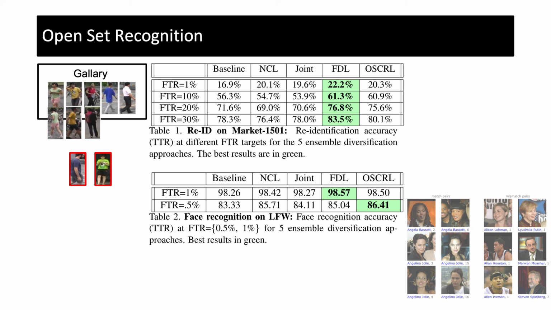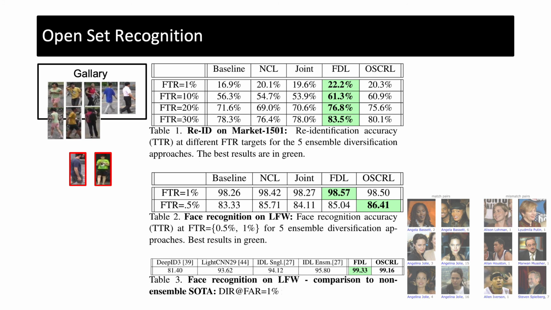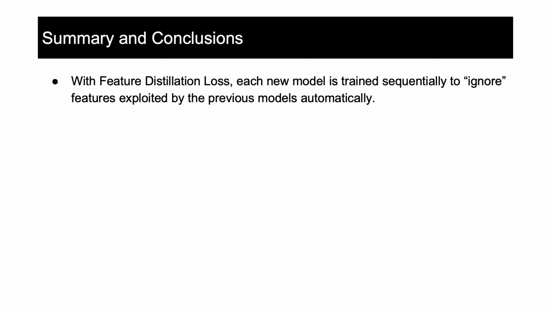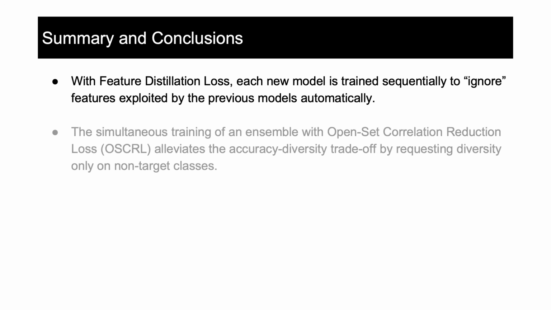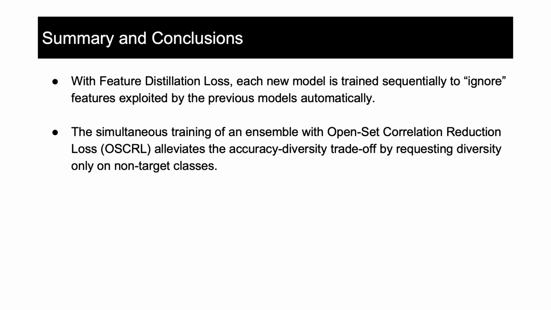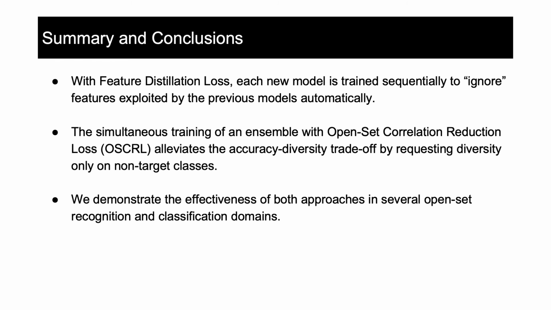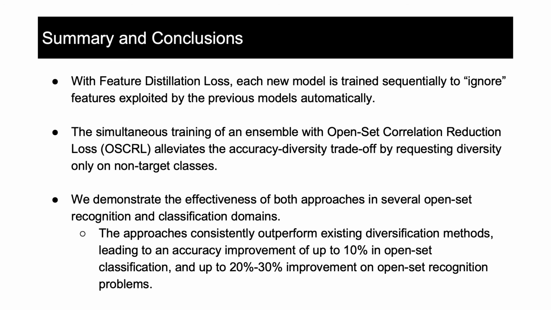We trained our ensemble on a version of MS Celeb and tested it on Labeled Faces in the Wild. We get to see consistent results throughout. To conclude, FDL trains an ensemble sequentially to automatically enforce learning on contrastive features. OSCRL enforces diversity by decorrelating non-target classes. And we show our methods' effectiveness in both classification and re-identification tasks.